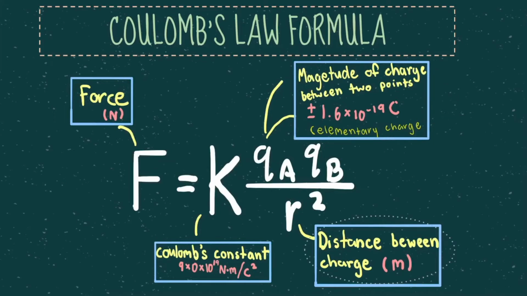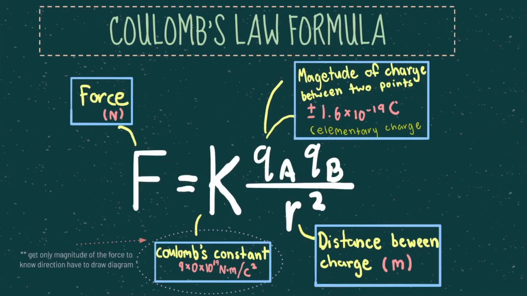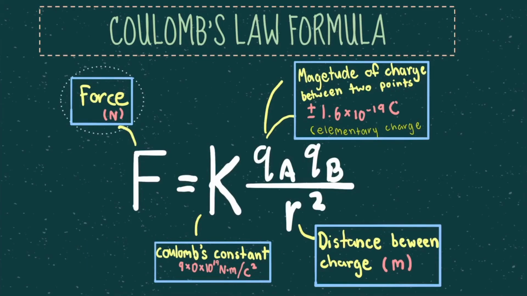Now let's look at the r. The r squared is the distance between charges, and the unit of it is m or meter. Now the k. The k is the Coulomb's constant, which also has a specific number, which is 9.0 times 10 to the power 9, and the unit is newton meter squared per coulomb squared. Keep in mind that this formula finds the magnitude of the force, but for the direction you have to draw a diagram. And yes, the unit of force is newton.